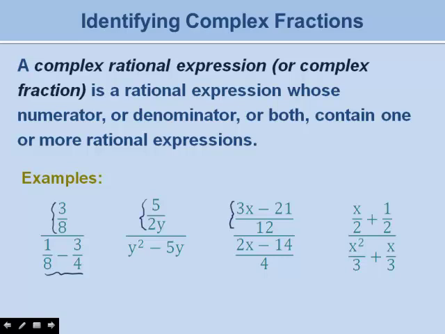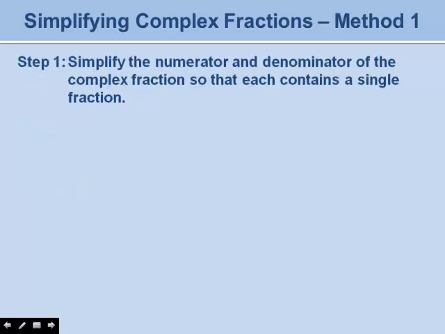In this one, we have one big rational expression in the numerator and another big rational expression in the denominator. And in this last one on the right side, we have two rational expressions in each. So two in the numerator and two in the denominator. We're going to look at two different methods for simplifying complex fractions.